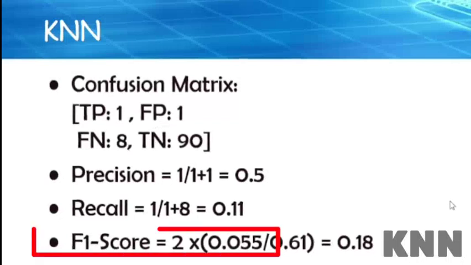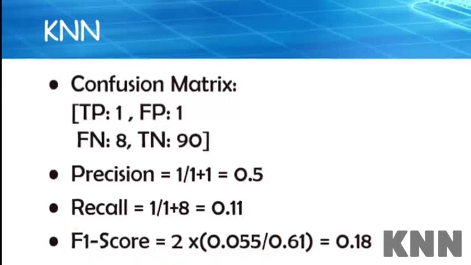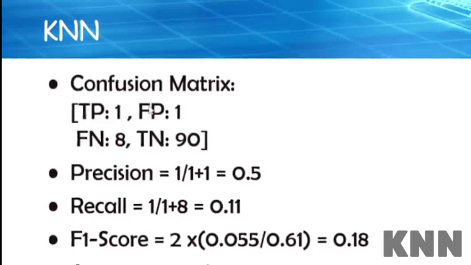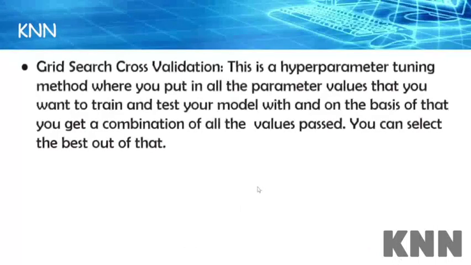And finally, the accuracy score is 91 by 100, so 0.91. So 91% accuracy. It is straightforward. You just add true positive and true negative divided by all four: true positive, true negative, false positive, and false negative. So we have a few more extra pieces of information about KNN.